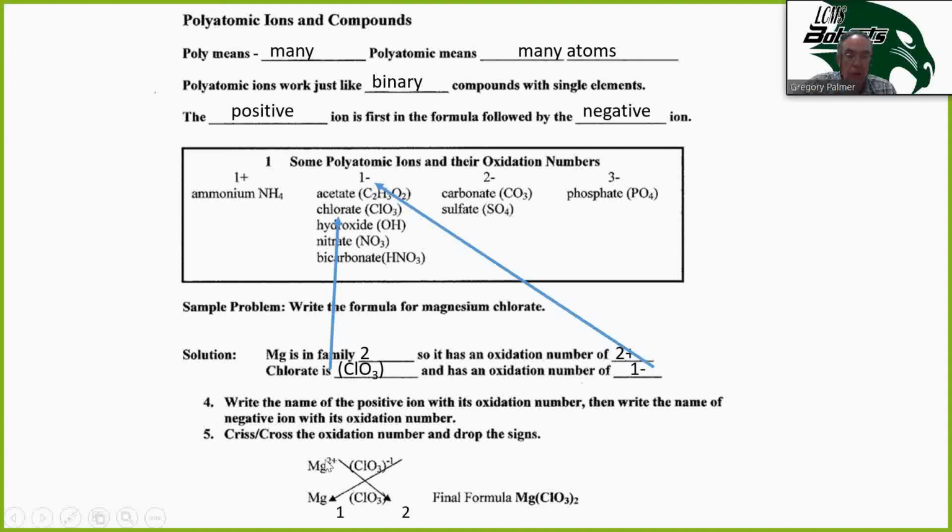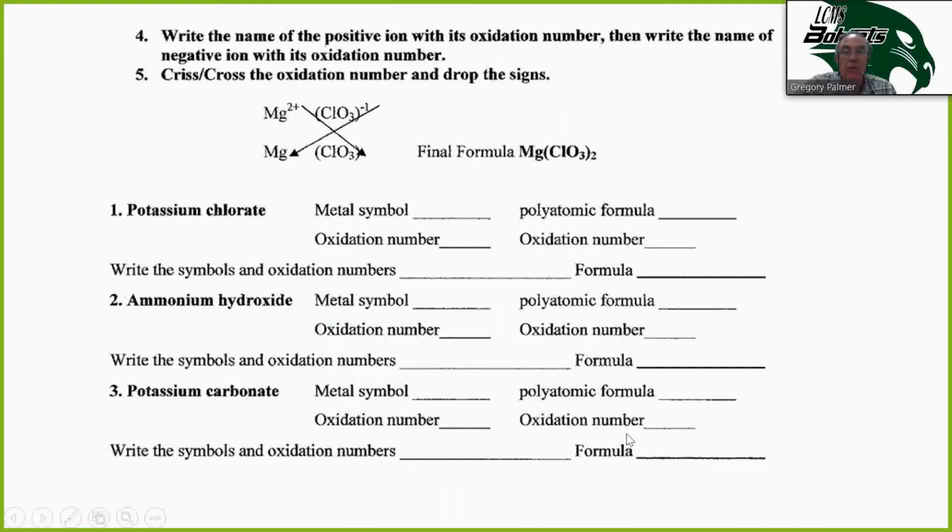So that's the 2's going to go over and across, the 1's going to go down and across, and then remember we said if there's no number, the 1, you don't have to put it there. So let's look at some.